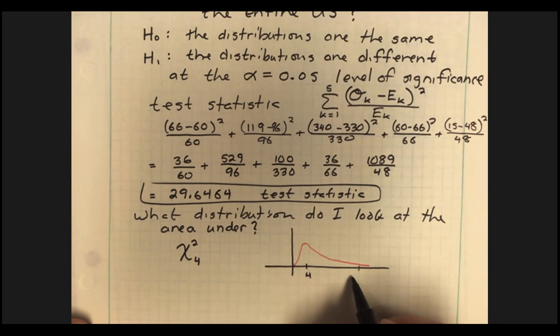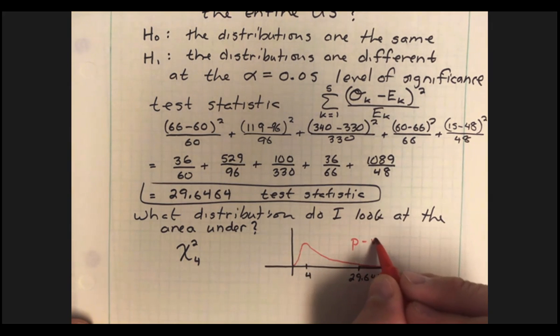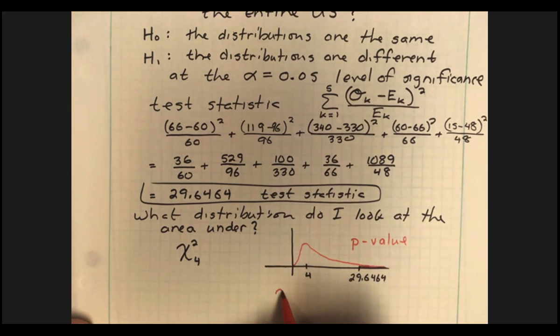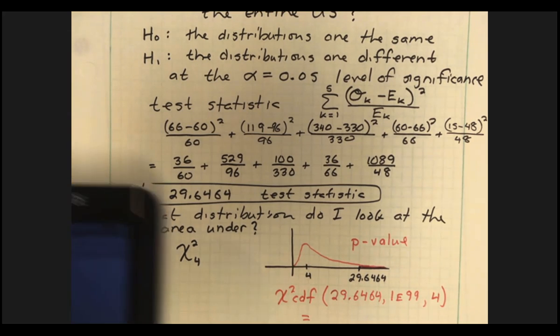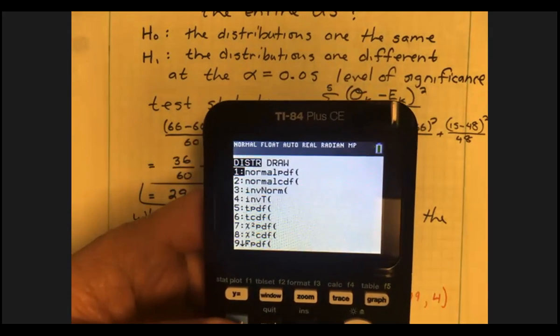But let's say 29.6464 is over here. What I'm interested in is how much area is under that curve. That's the p-value. I can do that directly with my chi-squared cumulative distribution function, from 29.6464 forever to the right, 1 times 10 to the 99th, and the degrees of freedom is 4. I'll do it on the camera calculator before we go back to our screen.